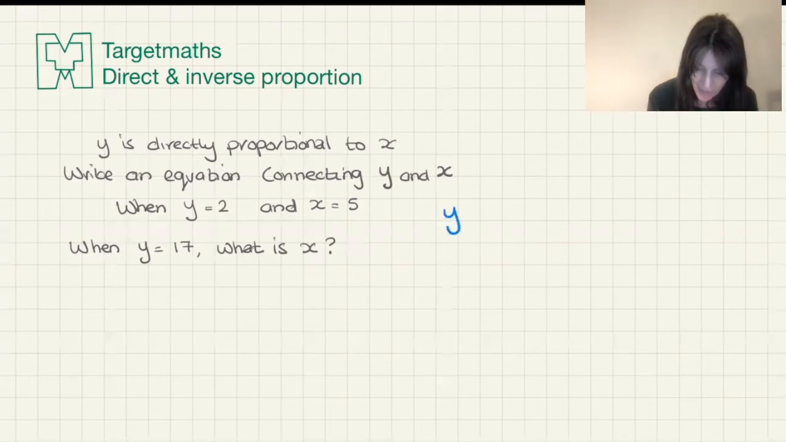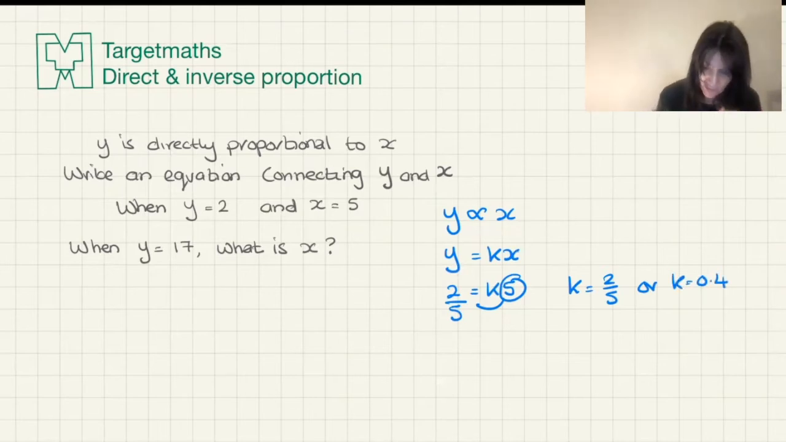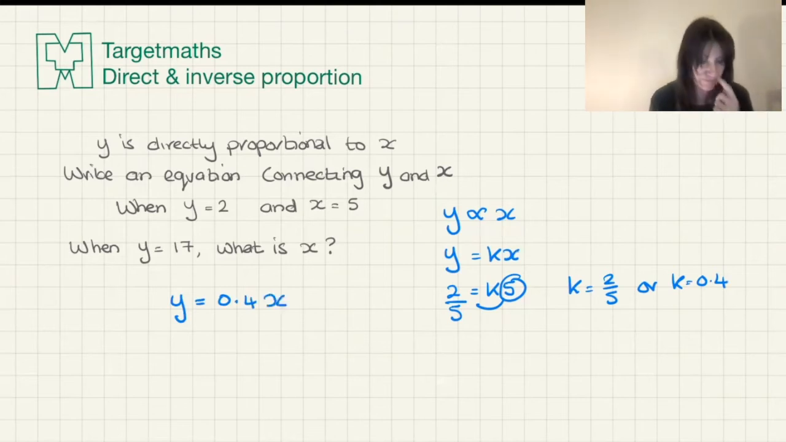Okay, so I know that y is directly proportional to x, giving me the equation y equals kx. When y is 2, x is 5. So I'll divide through, and I've got that my k is equal to 2/5, or I might have written k is equal to 0.4. Whichever you do is fine. Now, the equation is y equals 0.4x, or the fraction. Like I say, it makes no difference.